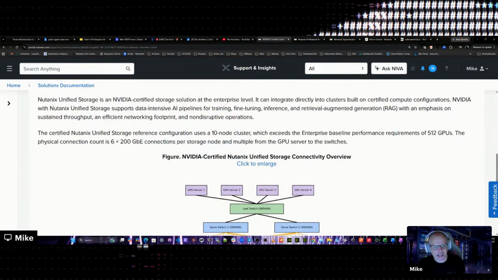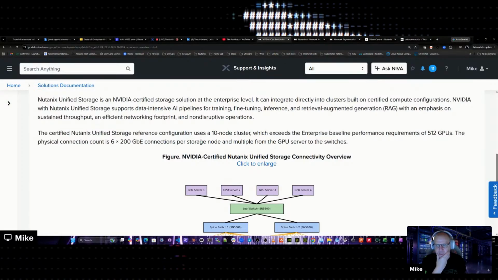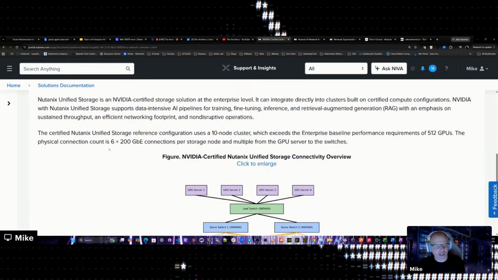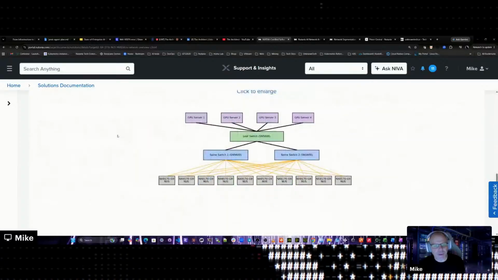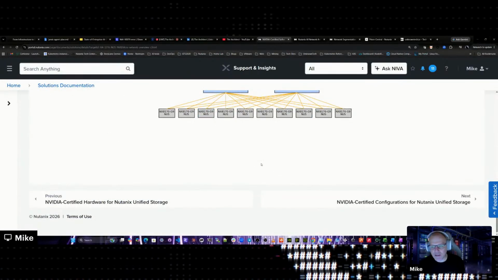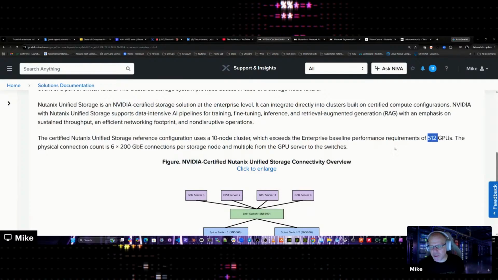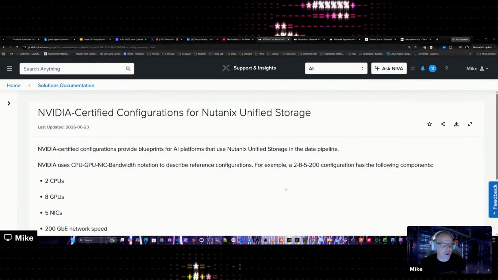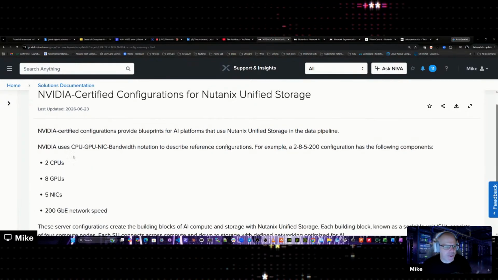The certified Nutanix storage reference configuration uses a 10-node cluster, which exceeds the enterprise baseline performance requirements of 512 GPUs. Physical connection count: 6 by 200 gig connections per storage node. So again, this is the 512 GPU configuration. We'll talk more about the configuration here in a minute, but I want to talk about some of the build-outs here. So you're going to have a few of these.